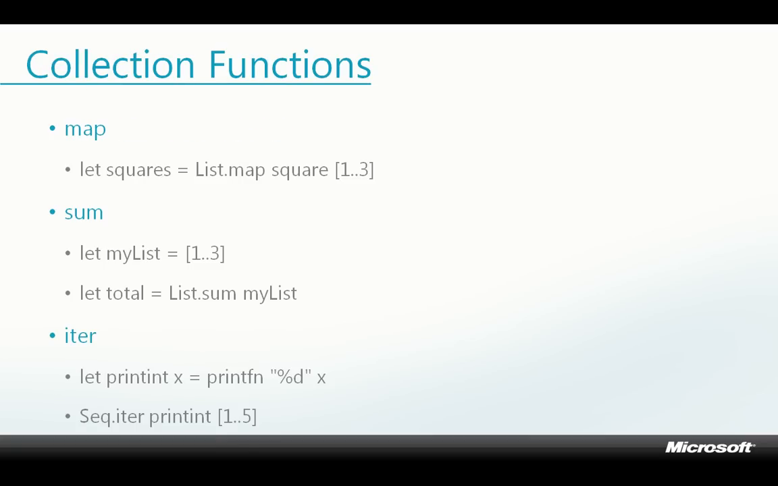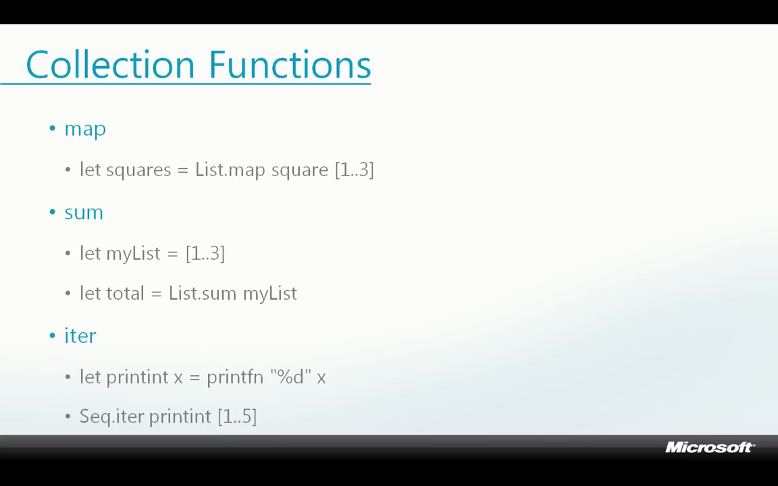Collections have built-in methods, functions, that do many of the standard things that you'll want to do in a functional program. These are a few of the common ones. Map, for example, when you use map with a collection, it's followed by a function that will be applied to each element of the collection, and then it returns those as a new collection.